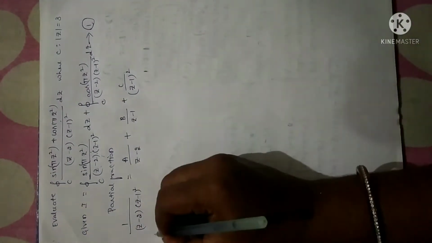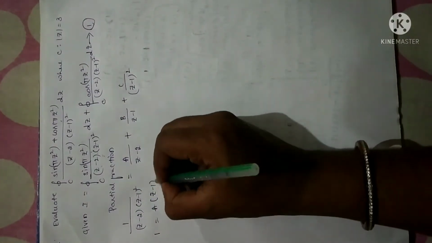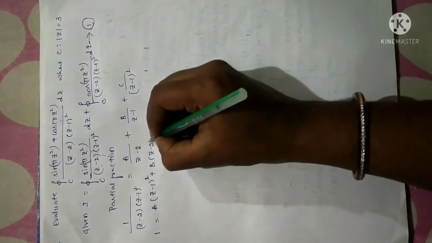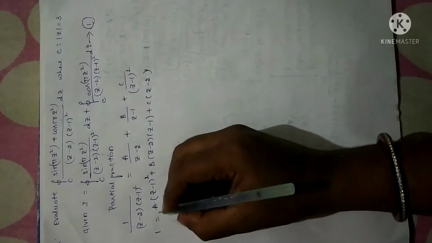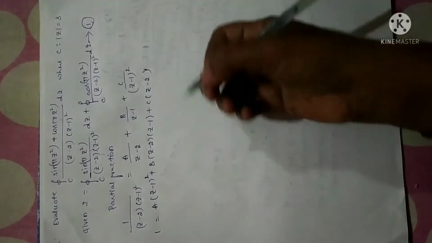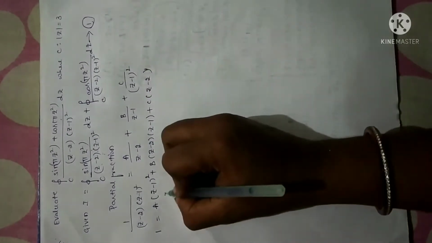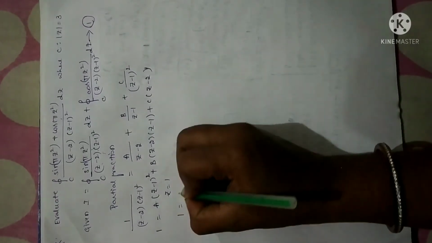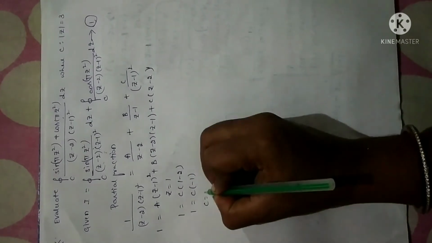Anyhow, you are familiar with partial fractions, so I am doing the same. Now I can write this as 1 = a(z − 1)² + b(z − 2)(z − 1) + c(z − 2), where in each term the other factor's denominator cancels. Before equating the coefficients, I can put values for z. So let me put z = 1, so that a and b go away and you get the value of c. So 1 = c(1 − 2), that gives c times −1. So the value of c is −1.